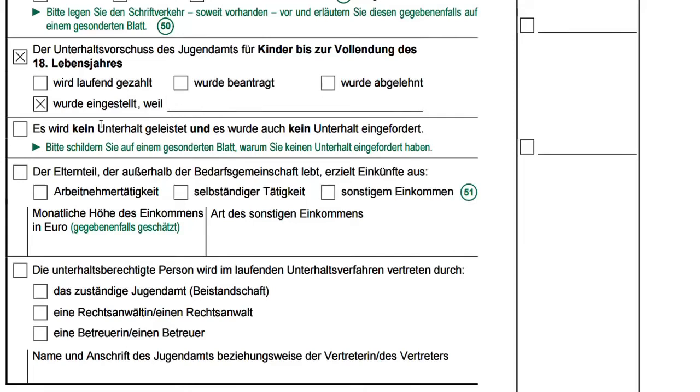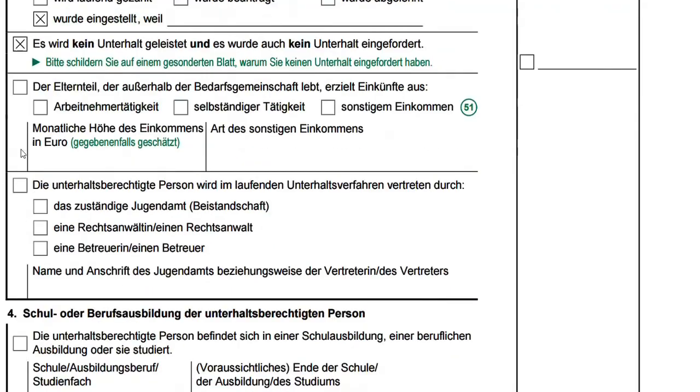If no maintenance is being paid and it has also not been asked for, you mark here with a cross. And in this case, you have to provide information in a separate sheet why you have not asked for the maintenance yet. Of course, then you have to send it together with this filled in form to the job center.